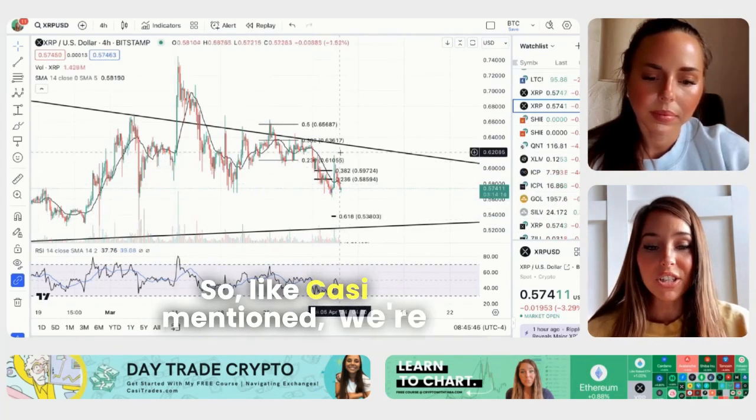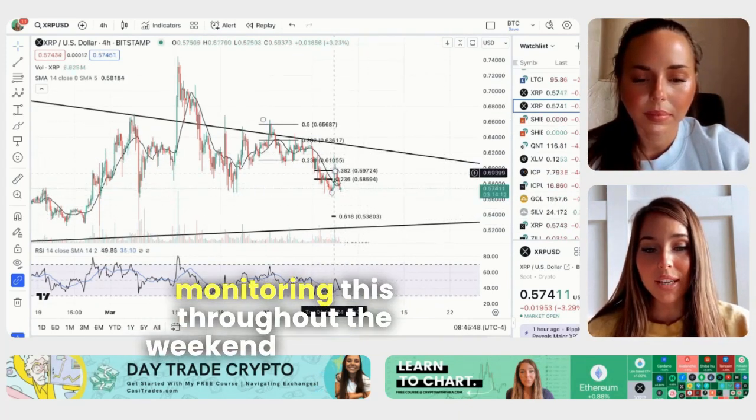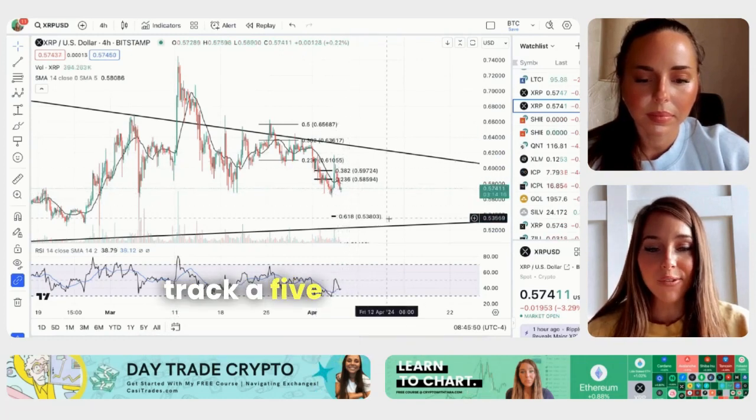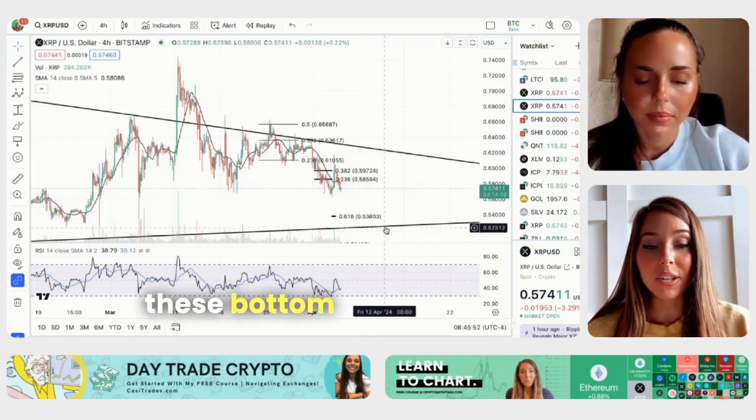Like Casi mentioned, we're going to be monitoring this throughout the weekend and try to track a 5-wave structure coming down to these bottom levels down here.